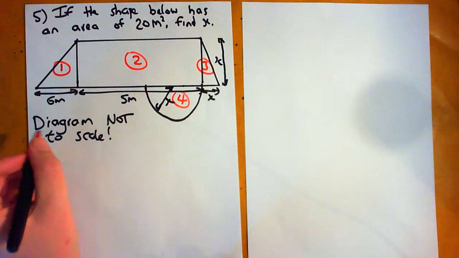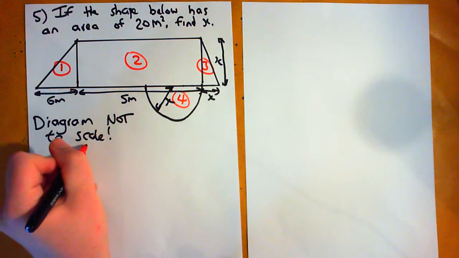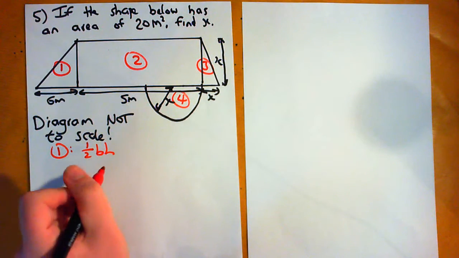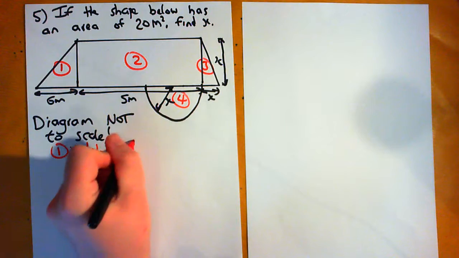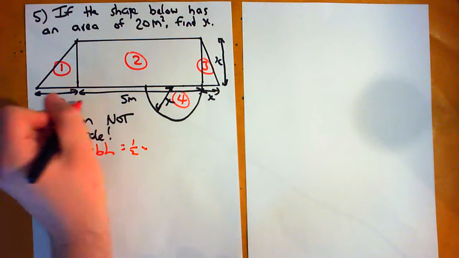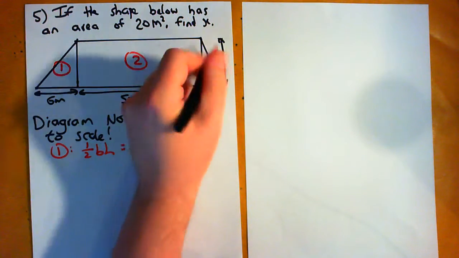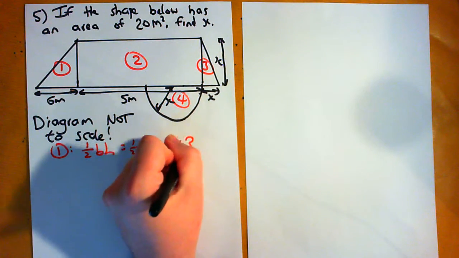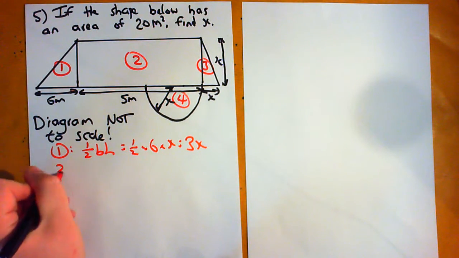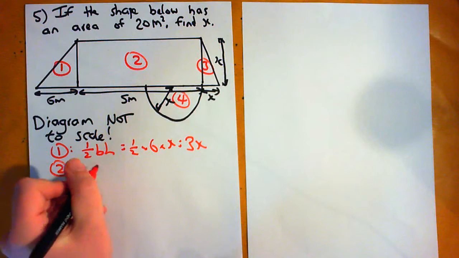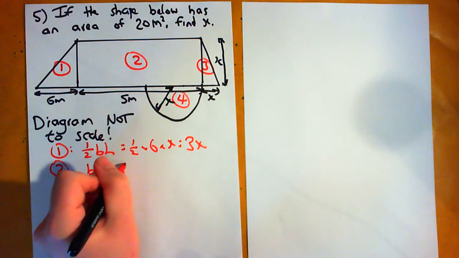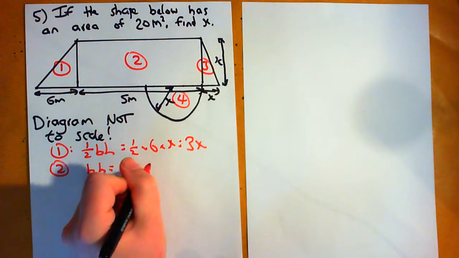So for triangle 1, it's a triangle, which means it's got an area of half base times height, which is half times the base, which is 6, and the height is x, making it 3x. For shape 2, it's a rectangle, so this is base times height, which is 5 times x.